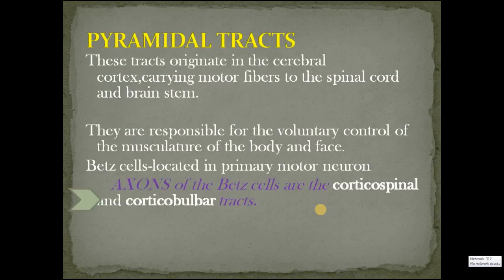These tracts originate in the cerebral cortex and carry the motor fibers to the spinal cord and to the brainstem. They are responsible for the voluntary control of the musculature of the body and the face, as I said before. Now let's talk about Betz cells. These are a special type of cell present in the fifth layer of the motor cortex, and these are the largest neuron cells present in the brain. The axons of the Betz cells form the corticospinal and the corticobulbar tracts.